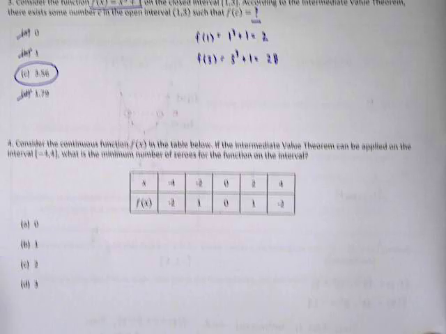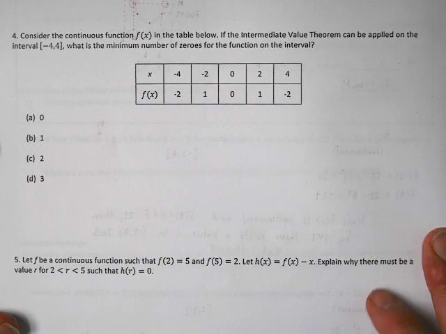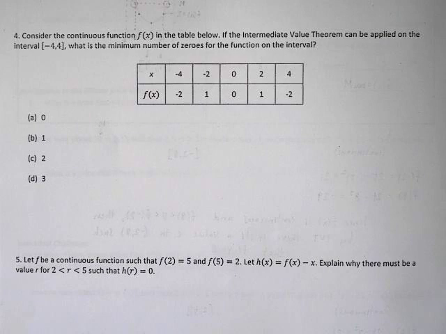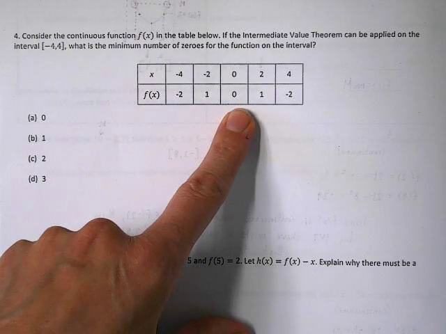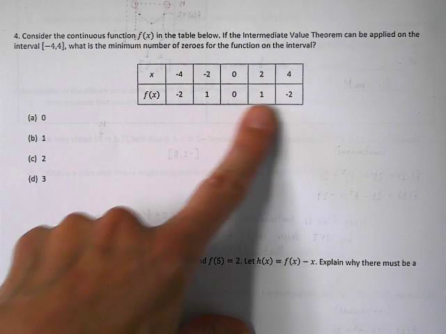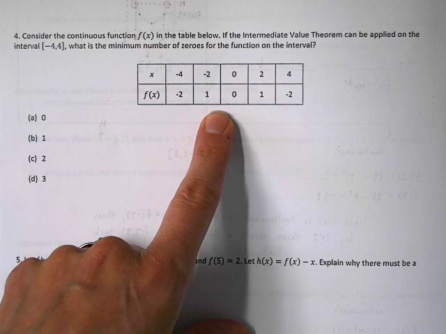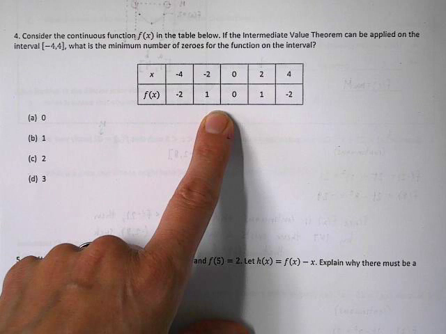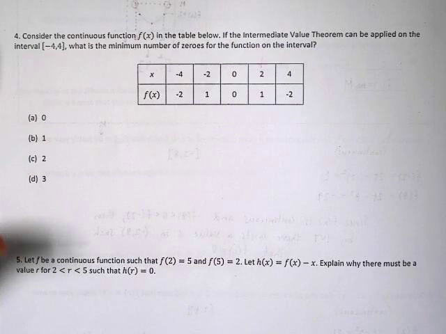All right, let's look at number 4. Number 4 says to consider the continuous function f of x in the table below, so we've got some function values in our table. It says if the intermediate value theorem can be applied on this interval, which means it must be continuous over this interval, what is the minimum number of zeros for the function on the interval? So what's the minimum number of times that f of x has to be 0?